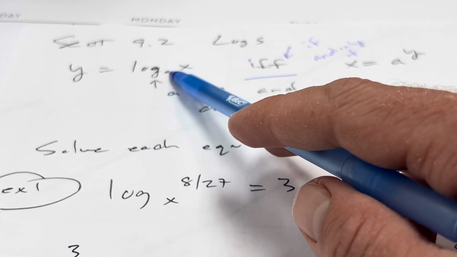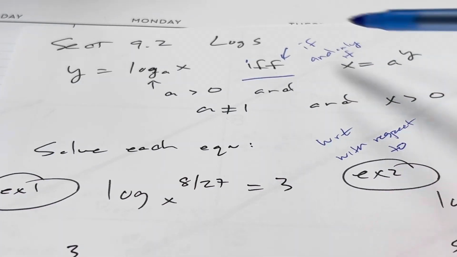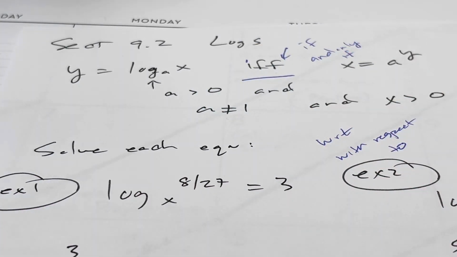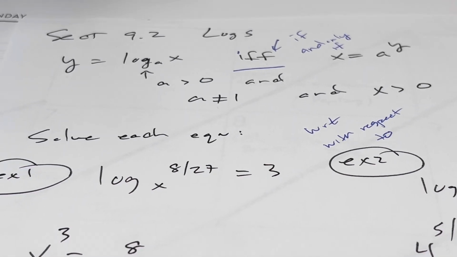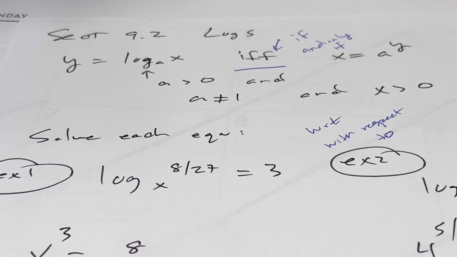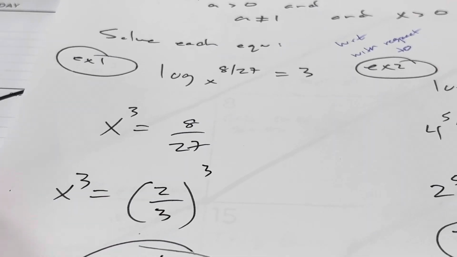So a, the base, has to be bigger than 0. A can't be 1. A base of 1 is silly. And then x has to be bigger than 0 as well. If your base is bigger than 0, y can be any exponent, then your answer, x, would have to be bigger than 0. So those are the stipulations. We've done a little bit with logs. We're going to make them a little bit more complicated here. So we have 2 equations that we are going to solve to finish.